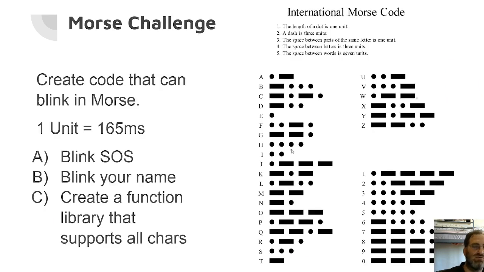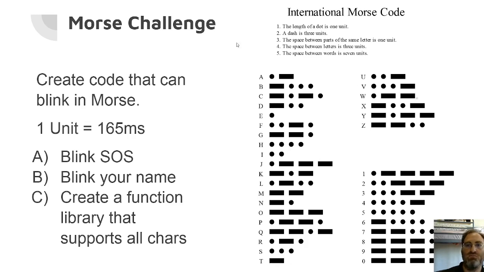As a challenge for you to do until the next time we meet, you can create code that blinks something like Morse code. So, if you want to blink SOS, you can do 3 short on, off, on, off, on, off. Each unit of time is 165 milliseconds. You can figure that out. The length of a dot is 1 unit. So the time that this is on should be 165 milliseconds. A dash is 3 units. So whatever 3 times 165 milliseconds, that's for a dash.